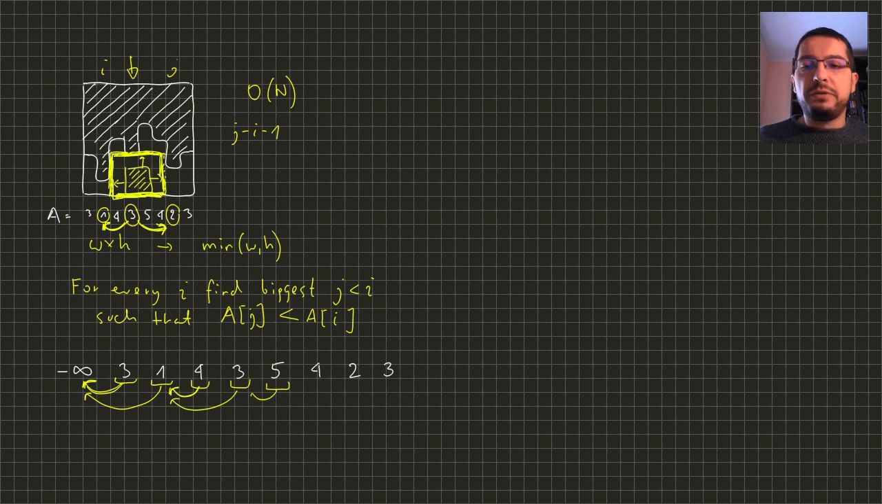Now we get 5, and 3 is smaller. Now we get 4. 5 is bigger, but 3 is smaller. Now we get 2. 4 is bigger, so we go through this arrow. We end up in 3, which is also bigger, so we go through another arrow. And 1 is smaller, so this will be the good answer for 2. And finally, for this 3, we get the answer 2.